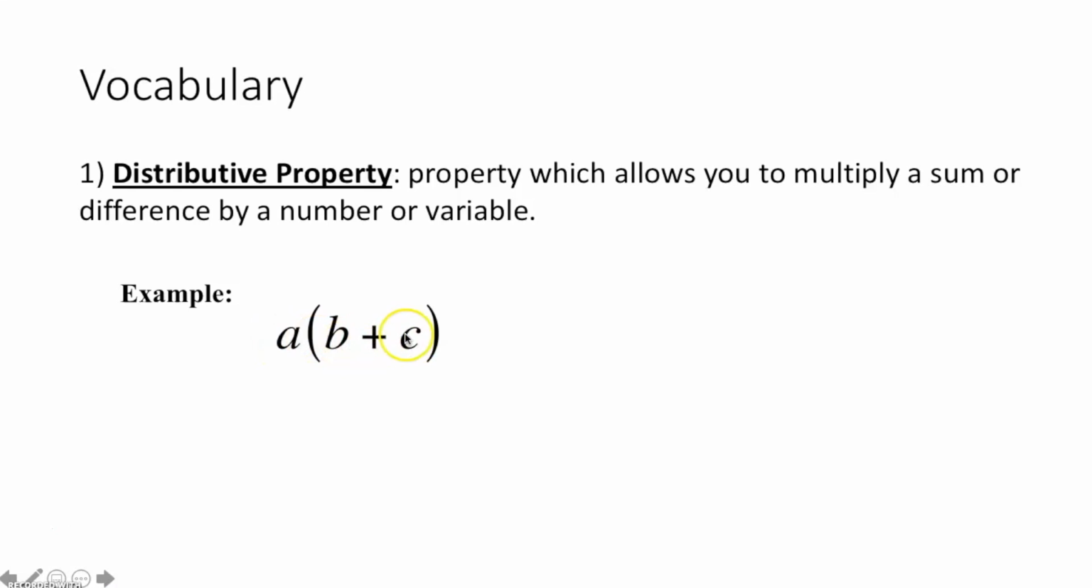Because we can't add these two together, this is a B and this is a C, what we're going to do instead is we're going to distribute this value outside the parentheses, and we're going to distribute it to the B and to the C. So we're going to multiply A times the B, which becomes A times B, and it's going to be plus A times C, and that's how the distributive property works.